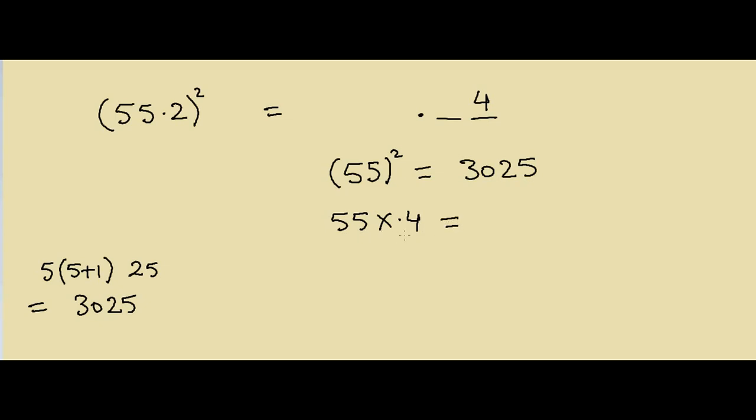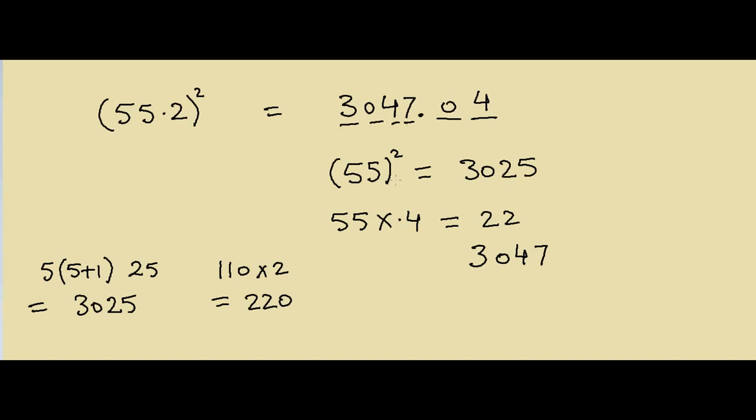So how will I do that? Again, if you remember from our tutorial, you can do this by saying 110 into 2, so that will be equal to 220. So the answer is 22 here, and then if we add them together, that will be equal to 3047. So the answer is 30470. So that is what we will have here.